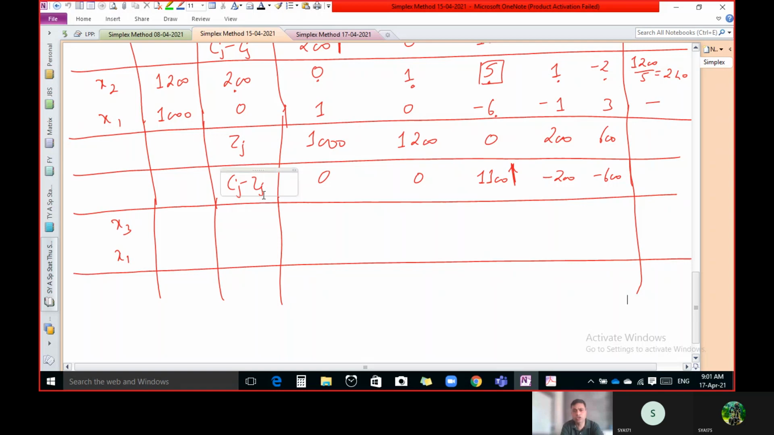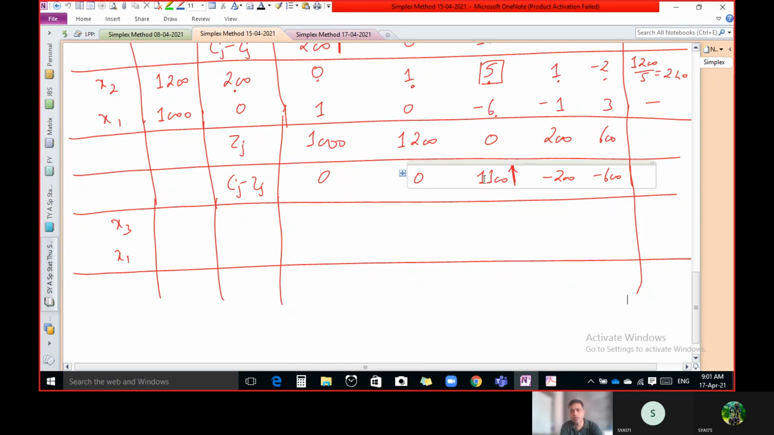Out of all the values of Cj minus Zj, first of all we have to find out which are the positive values. If none is positive, that indicates we have an optimum solution. But if positive values are there, then from among the positive values you have to select the maximum one. Here only one positive value is there, so we have to select this value only.